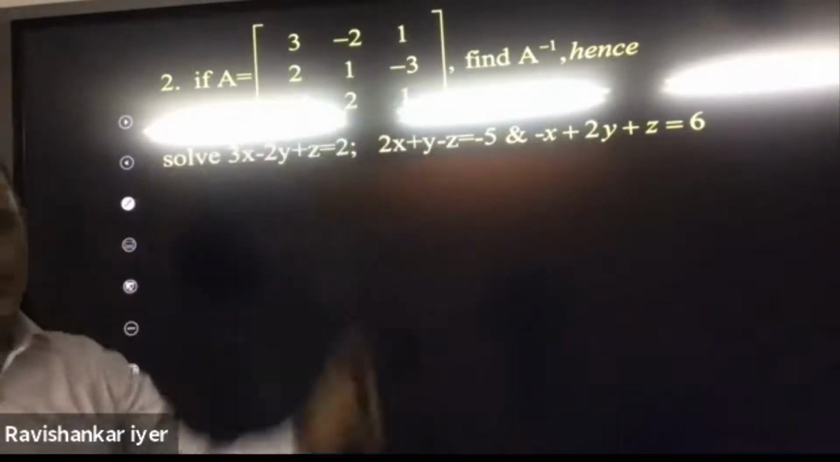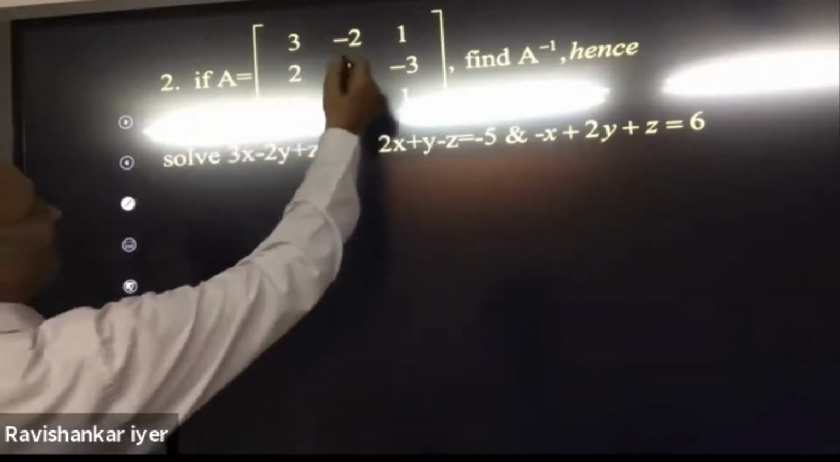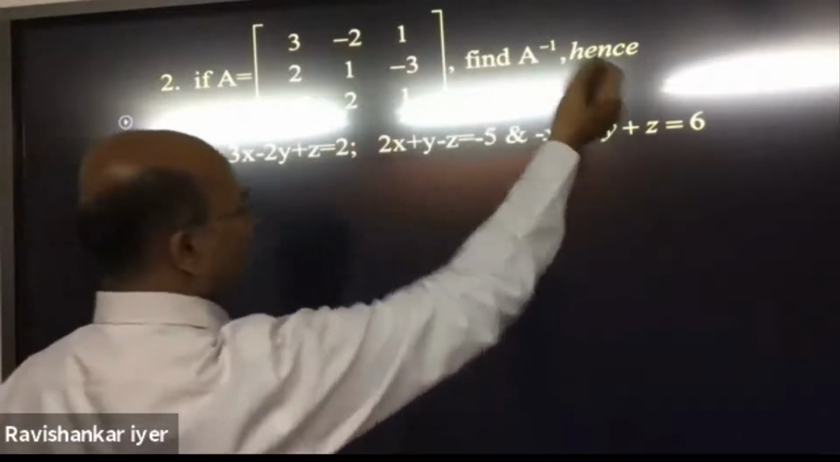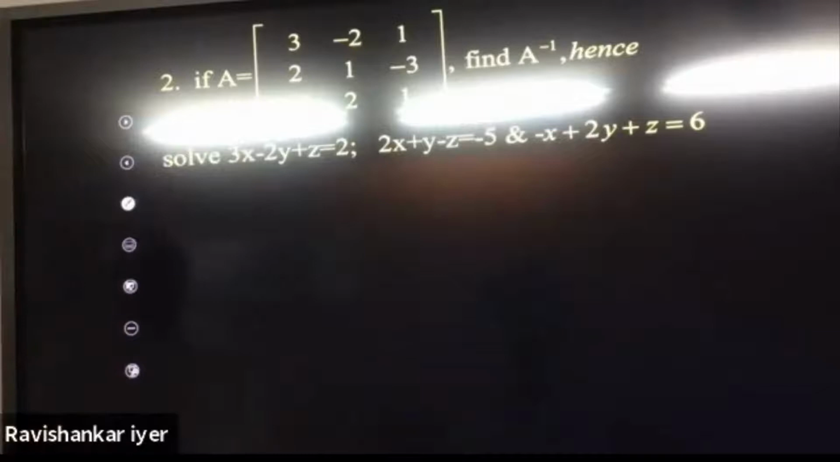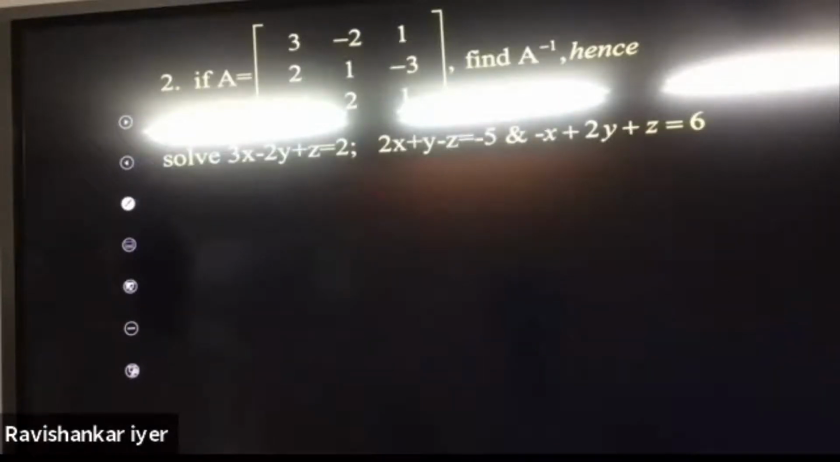Now, look at the question carefully. If A is equal to [3, -2, 1; 2, 1, -3; -1, 2, 1], find A inverse. Okay, find A inverse. Fine.